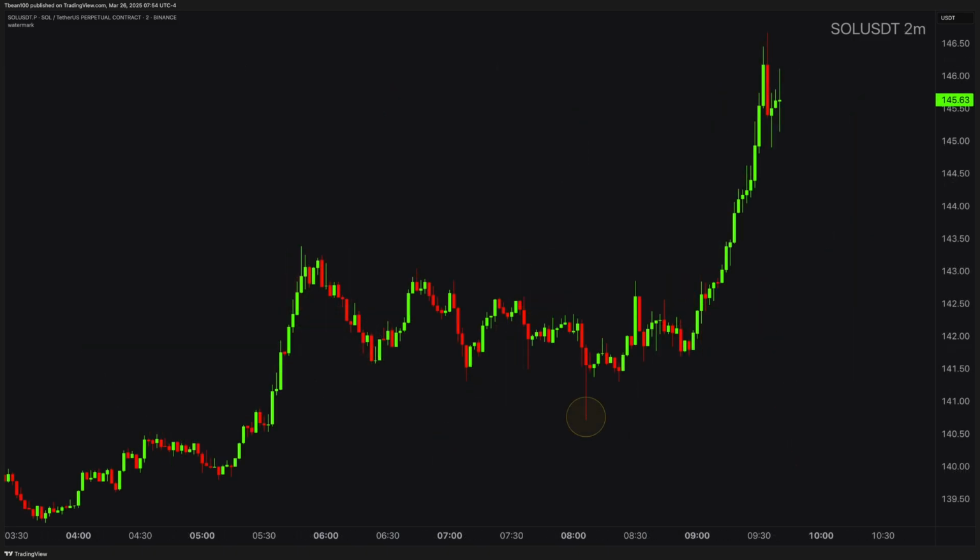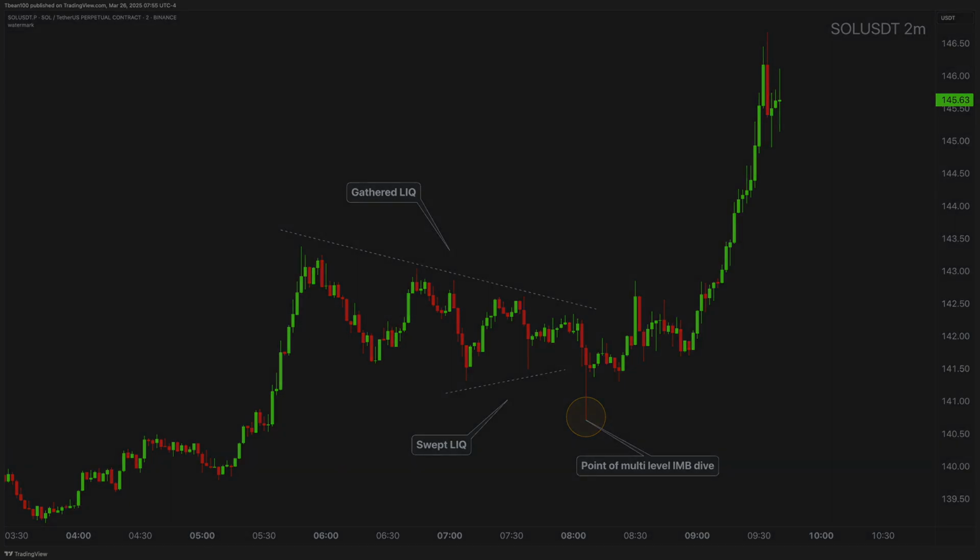Okay, now this is the multi-level imbalance zone, a possible location of the next rally coming up. When you look at this carefully, this also looks like a triangle: upside liquidity gathering, and downside liquidity already swept. And the price is in our multi-level imbalance location. Now the question is, how to trade this?